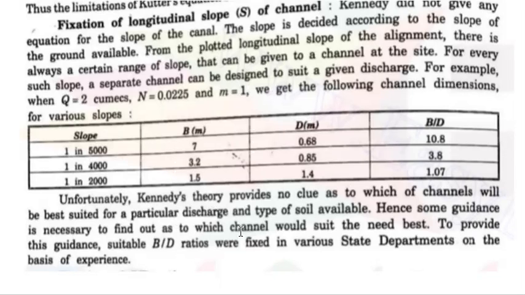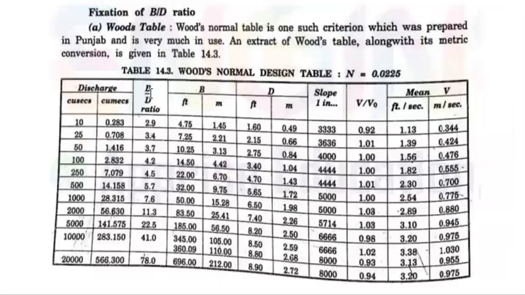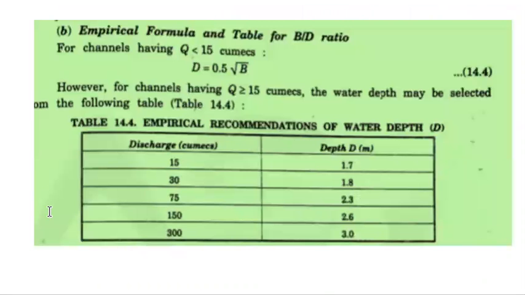I have already shown the calculation and fixation of the B by D ratio, that is with the Lacey's formula, right? So Lacey's normal design table, they have used it to have the nominal fixation of the B by D ratio. And for this, the empirical formula for the B by D ratio is given here. So that is D is equal to 0.5 root of B, and you also have empirical recommendations for the water depth, discharge, and the depth in meters.